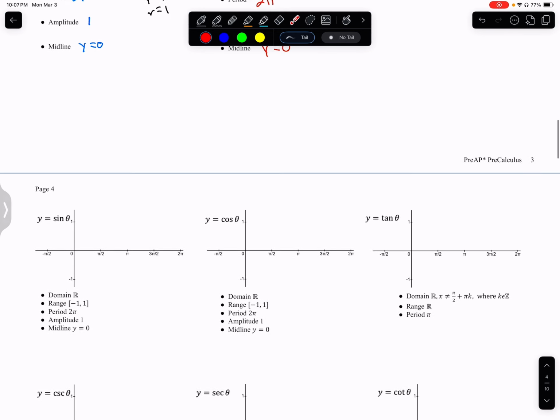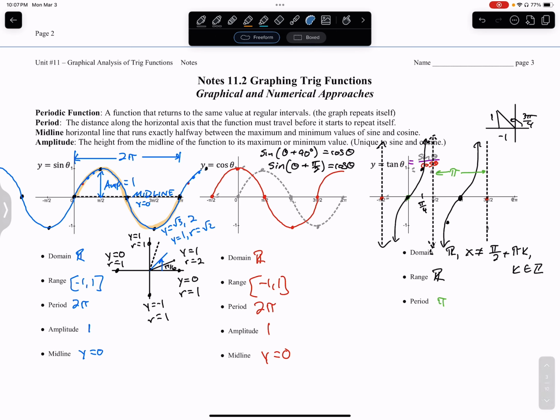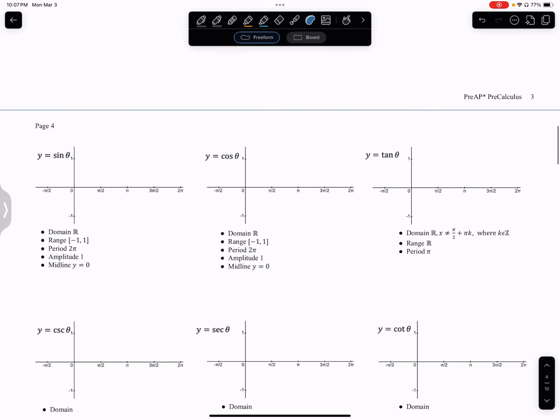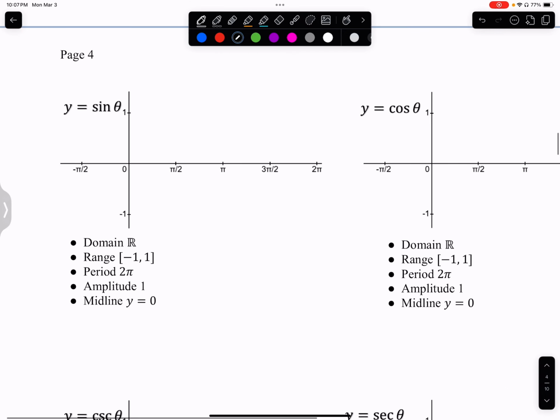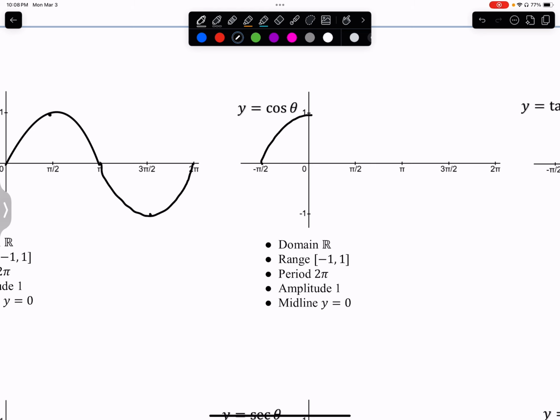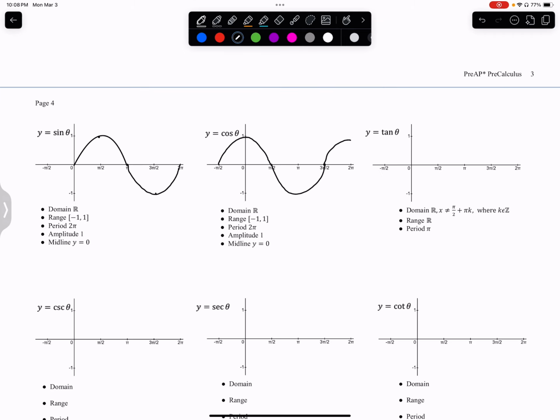On the flip side, I'm going to copy these graphs. I'll just draw them real quick. Graph of sine, once again, we know looks like this. Cosine is the same graph. It's just translated to the left, pi over 2. So it looks like this. Tangent is sine divided by cosine. Once I get started, it's pretty easy to figure out.